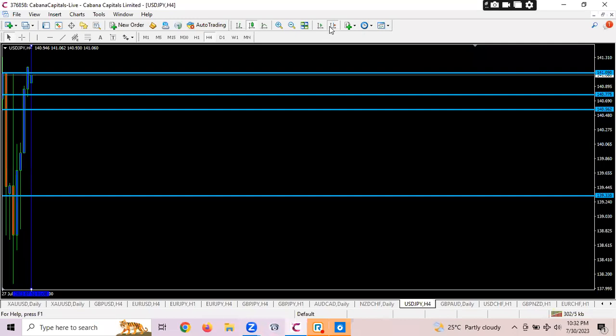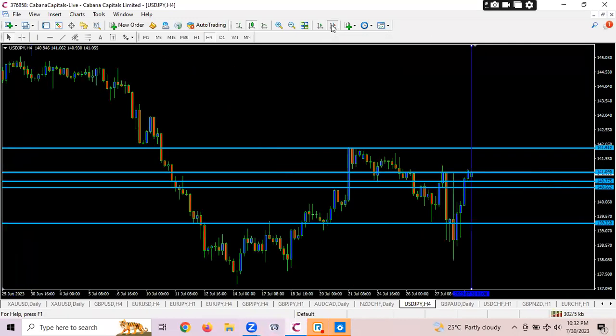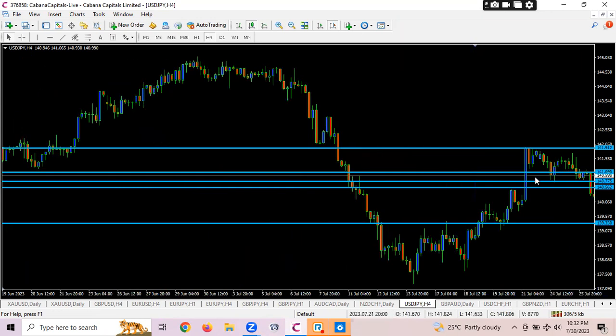But I believe price will still go up on USD JPY. It's not a good time to sell now. It is likely they will hunt for the stop losses at these levels. Stop loss at this level, stop loss at this level. They will hunt for the stop losses at this level. So we should expect USD JPY to push up to this level, a few pips above this level, before we look for a sell setup. I hope that is clear. I'm bearish on USD JPY this week.